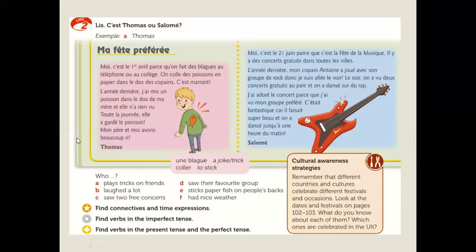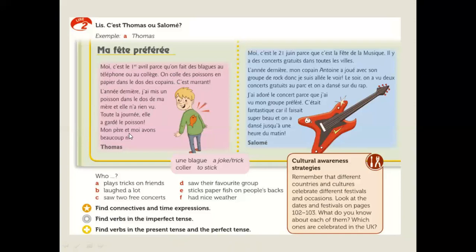So, in the present tense, you had c'est, then you had fait, colle, and then again, c'est. Then j'ai mis was in the perfect tense. It's the verb mettre, to put, in the perfect. And then you had elle n'a rien vu, that's the verb voir in the perfect tense. She did not see anything. Okay. Then elle a gardé, she kept, that's the perfect tense.